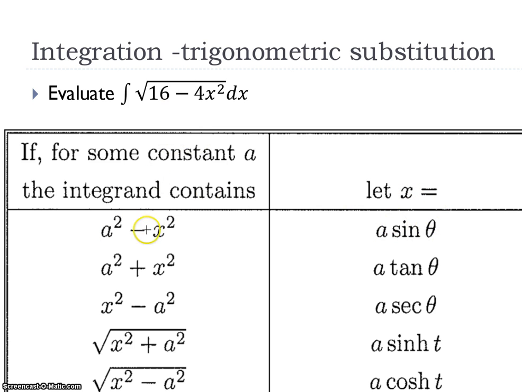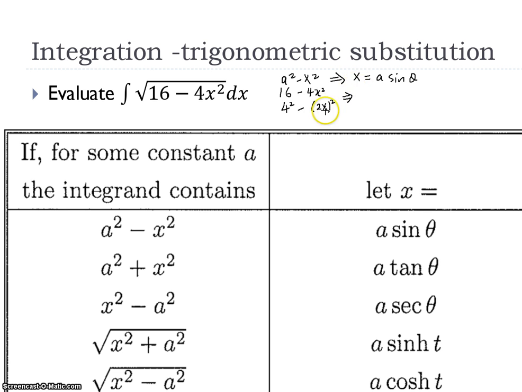We found that it's actually quite similar to this one. Let's compare. If a squared subtract x squared is the integrand, x equals a sine theta will be the substitution. So let's compare 16 subtract 4x squared. We can rewrite 16 as a perfect square, 4 squared. And 4x squared is actually 2x squared.